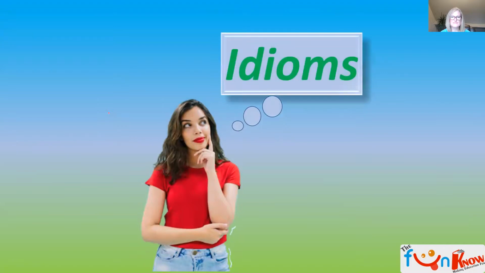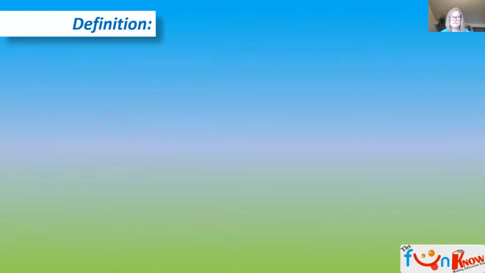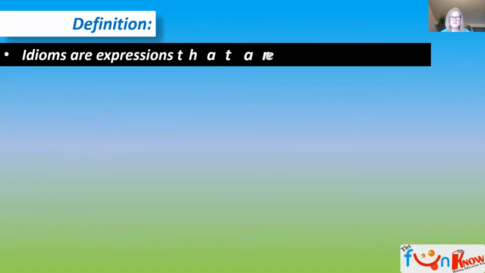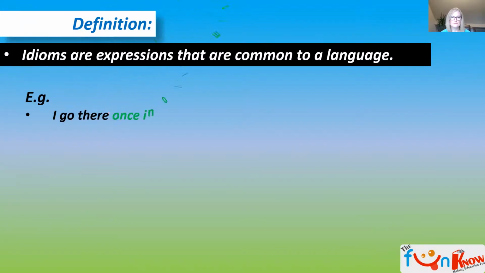Okay, let's move on to idioms. So the definition for idioms has just popped up on the screen. Idioms are expressions that are common to a language. So if you move from one country to another, the idioms could be different and not easily understood. Okay, so some examples have popped up on the screen. The first one, I go there once in a blue moon, means I don't go there very often. And it's raining cats and dogs, it means it's raining very heavily.